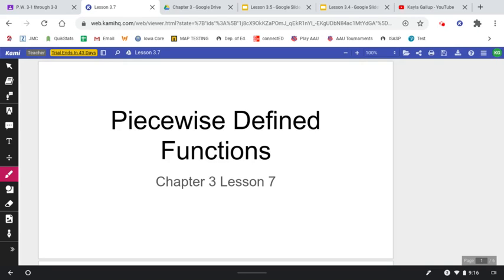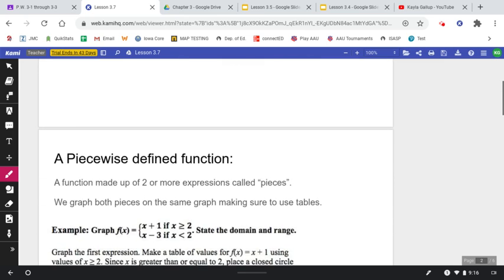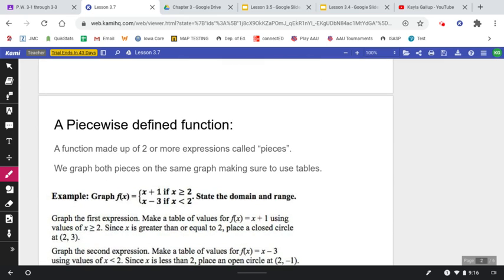Okay, Chapter 3, Lesson 7, Piecewise Defined Functions. A piecewise defined function is a function made up of two or more expressions. Remember, in expressions, we do not have equal signs, and those are called pieces. We're going to graph both pieces on the same graph.